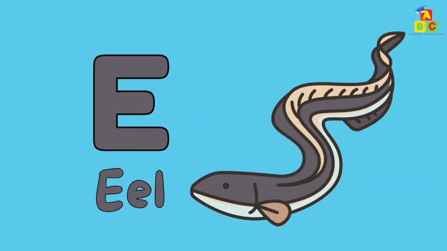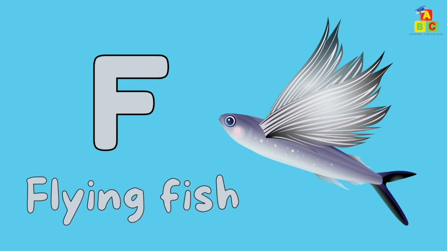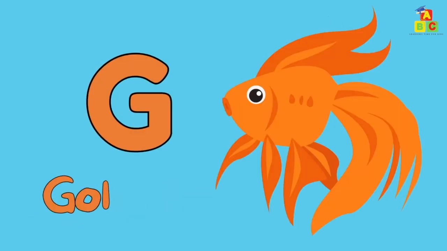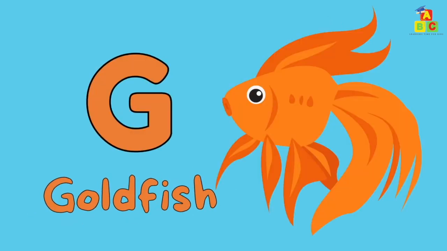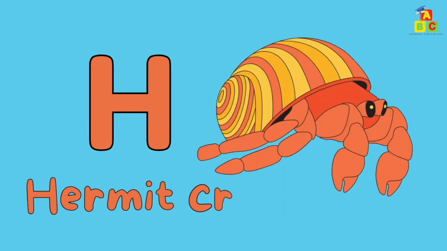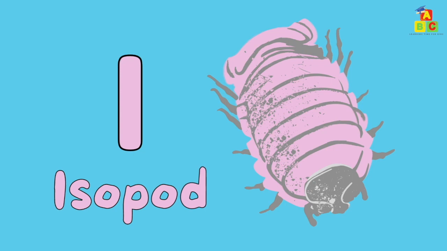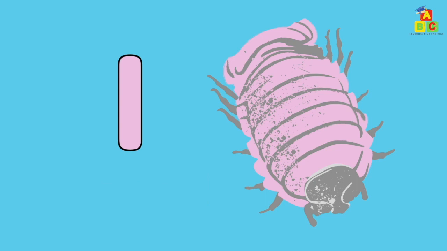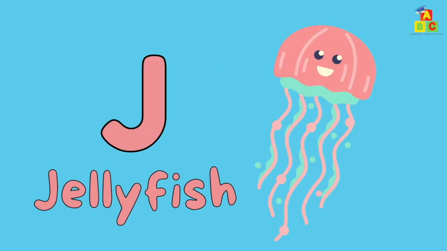E is for eel. F is for flying fish. G is for goldfish. H is for hermit crab. I is for isopod. J is for jellyfish.